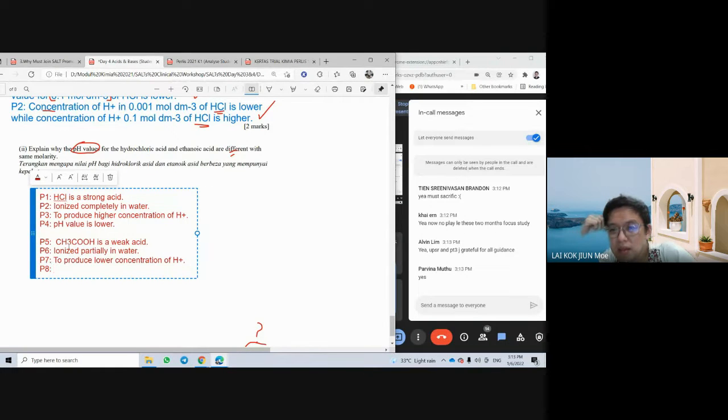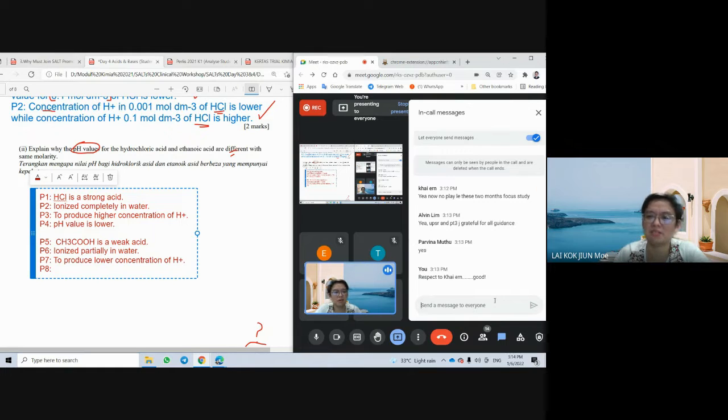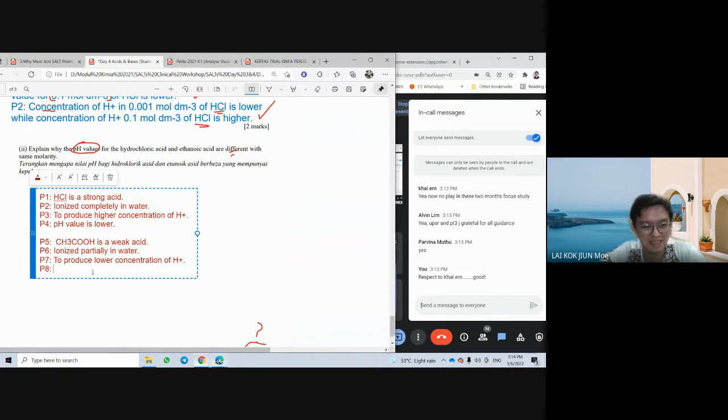Yeah. Yeah, now no play. You are good, Kai En. Respect you, Kai En. Wow, respect to Kai En. You already good. You can set password lock all the ID for your game. Cannot enter for these 2 months. After that you enter play.